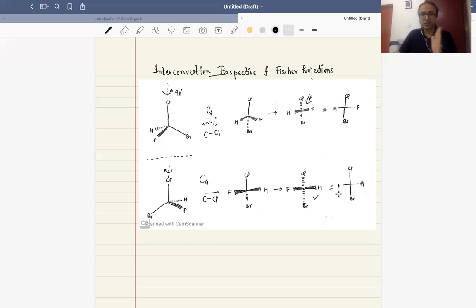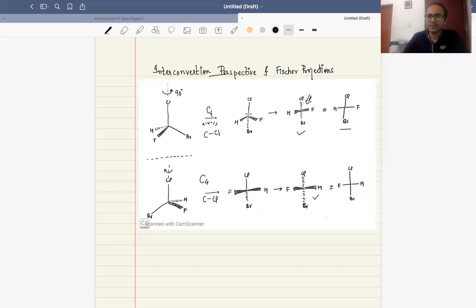Now I'll teach you how to go backward. You just retrace this path. Okay, so if you have some Fischer projection formula like this, what you have to do, you write this wedge dash formula, something like this first initially. Okay, once you write this, the next step that you have to do is you push this upper bond, that is the C-Cl bond, a little bit front, so that it becomes a line bond. That means a bond that is on the paper.